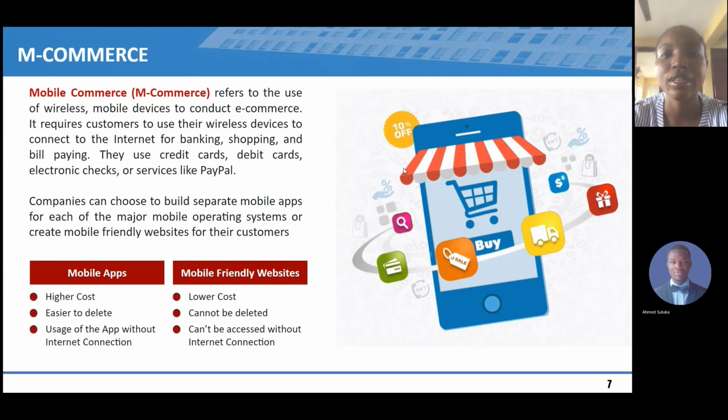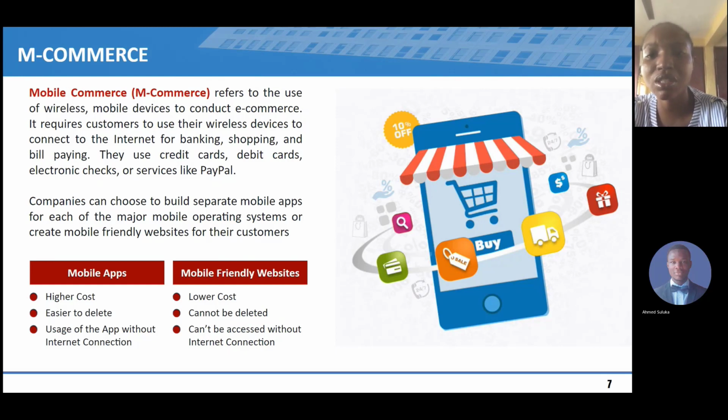My name is Ekpebini Joy, and I'll be taking notes on m-commerce. M-commerce is otherwise known as mobile commerce. It refers to the use of wireless mobile devices to conduct economic commerce. It requires customers to use their wireless devices to connect to the internet for banking, shopping, as well as bill paying. Nowadays, people no longer need to move out of their houses to perform business transactions or to make purchases.